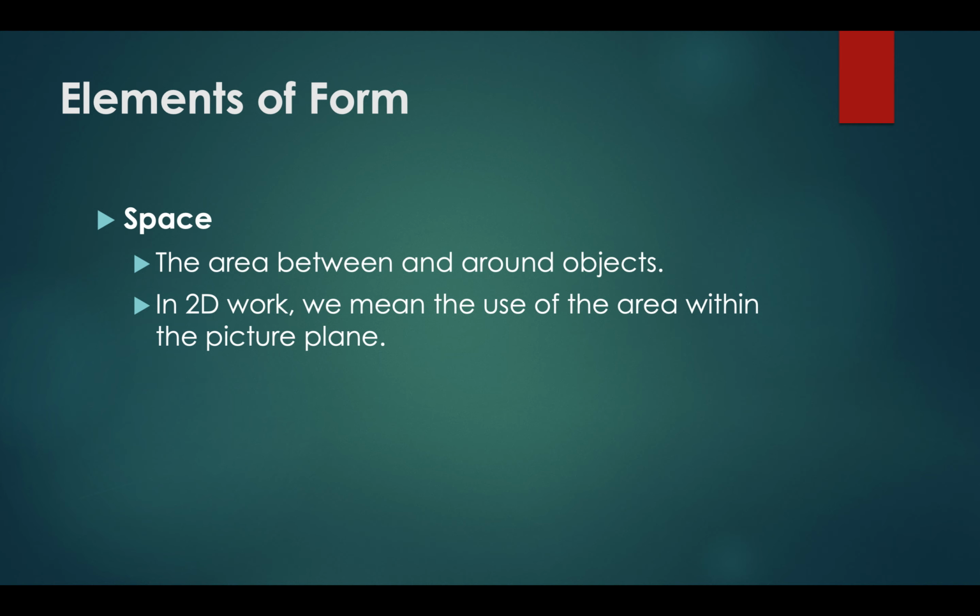Now, space is the area between and around the objects. In two-dimensional work, so that is work that's on a printed page that isn't sculptural, that isn't three-dimensional, we're often talking about the picture plane. So we're often talking about the space within the image rather than it actually coming out from the page and being physical. But if we are talking about a sculpture, then we are literally talking about the space around the physical form.